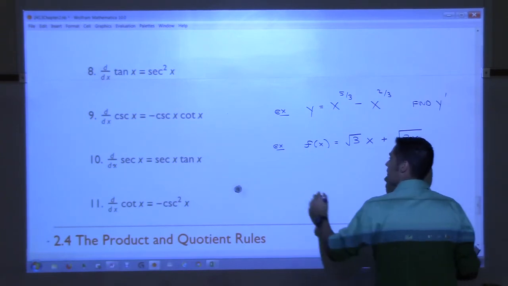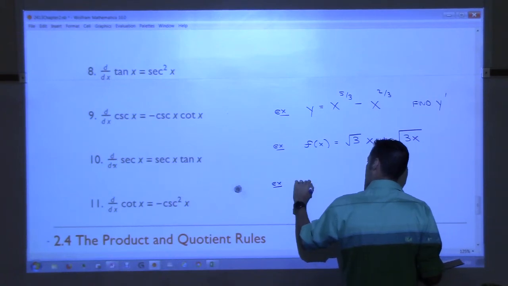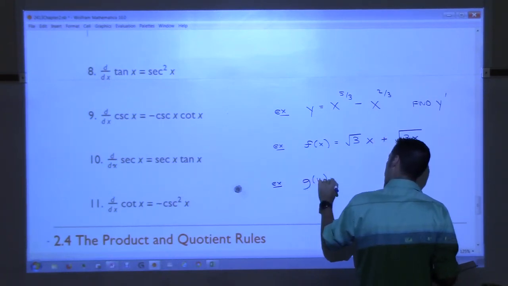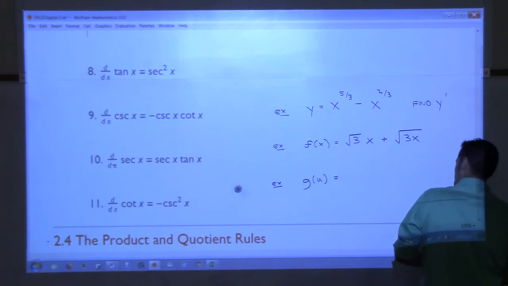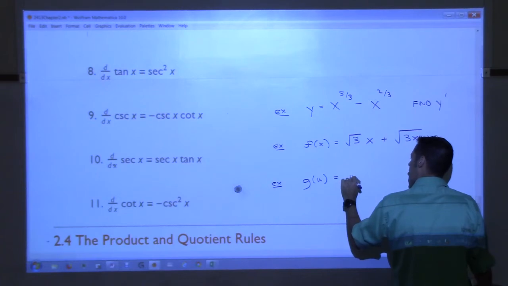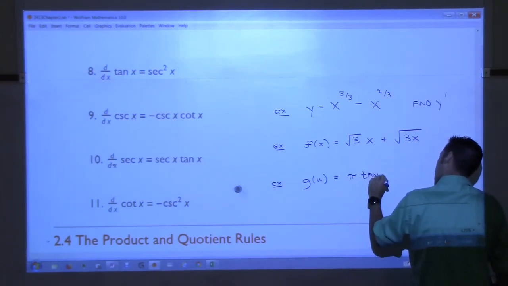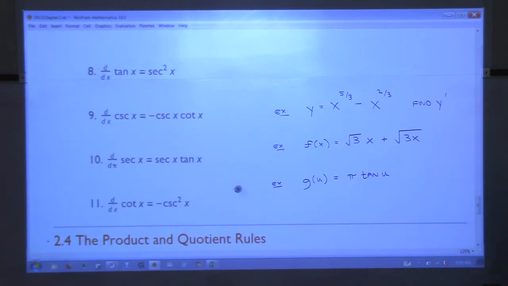And then, how about one more? Let's use some different variables. How about g of u equals pi tangent of u. All right, you may speak to one another. I'll give you a few minutes to see how you do here.